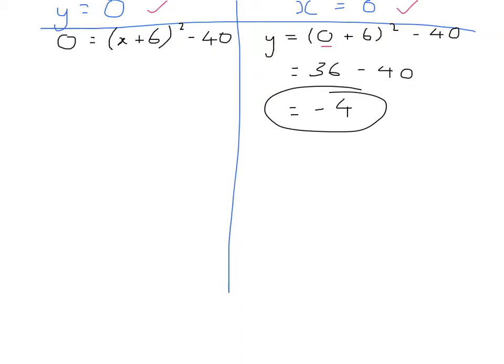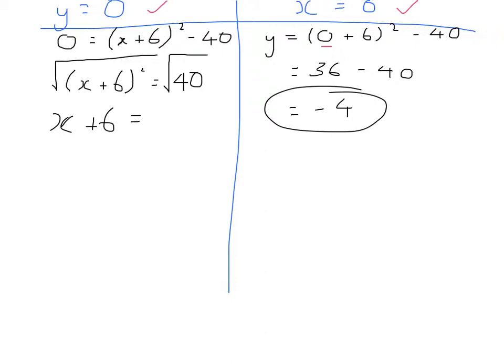So let's start rearranging. We'll add 40 to both sides. So we get (x plus 6) squared equals 40. And then what we're going to do is take the square root of both sides. So this gives us x plus 6 equals plus or minus the square root of 40. Alright, and our final step is to subtract 6 from both sides so that our final x equals plus or minus the square root of 40, and then minus 6 at the end.